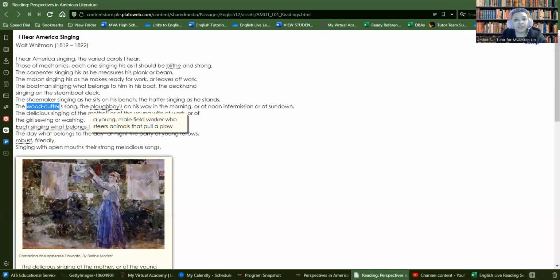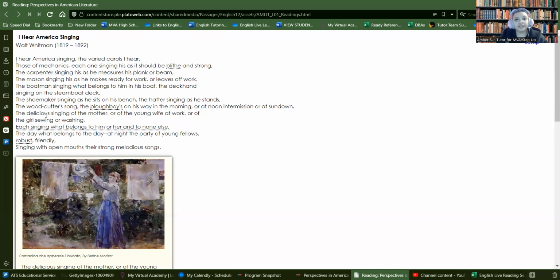So the woodcutter is grouped together with the plowboy. So this is a young male field worker who steers animals that pull a plow. Because back during this time, they did not actually have an automated plow that drives the same way that we have plow machines now. A plow was actually like a long strip of metal that you would attach to animals, and the animals would pull the plow along to plow the land. That's how people used to do it. So since the plowboy works on the farm on a lot of land, and the woodcutter also works on open land in forest areas, they're grouped together.